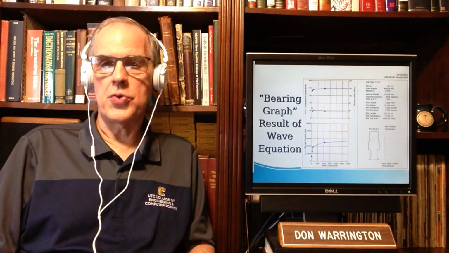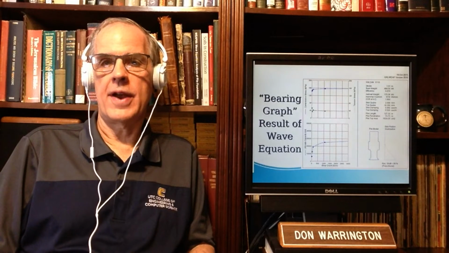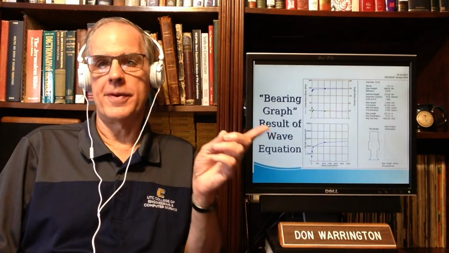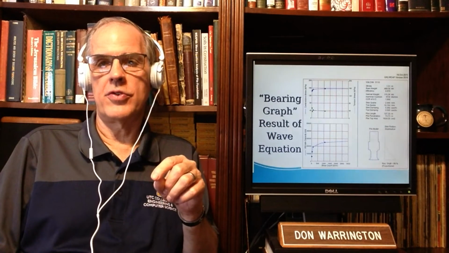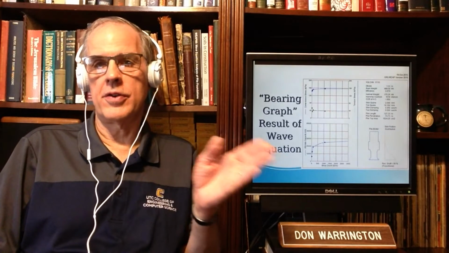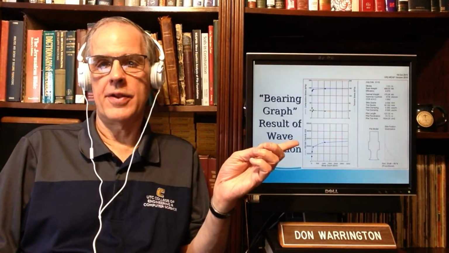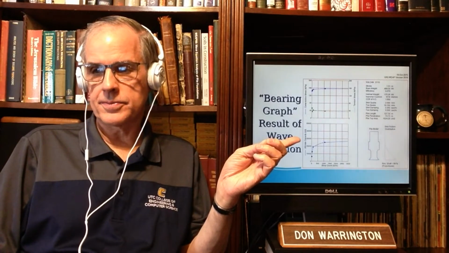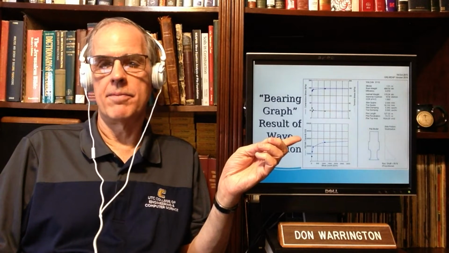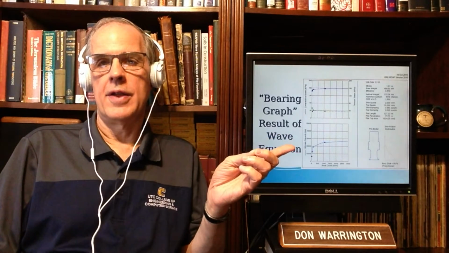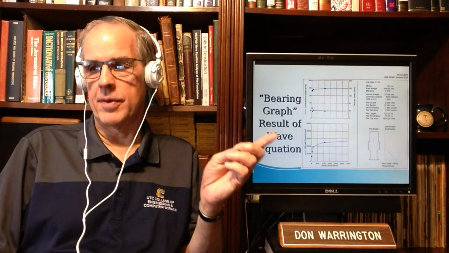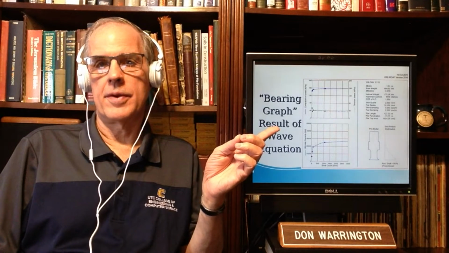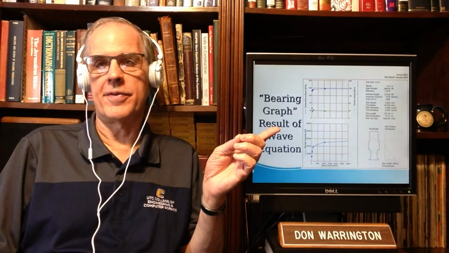This is the most important. There's a lot of different ways of interpreting the data, and GRL has continually improved WEAP over newer versions. There are many different outputs. This is the bearing graph, and this is important because your wave equation program basically puts out a version of this.